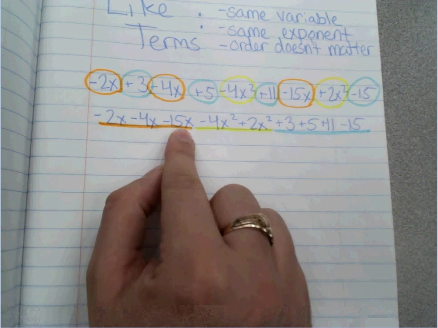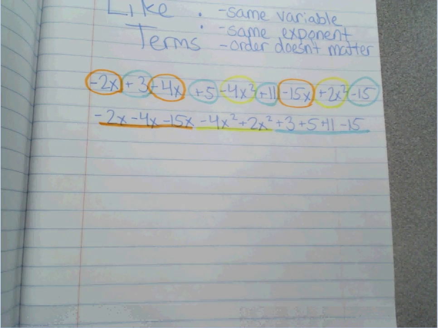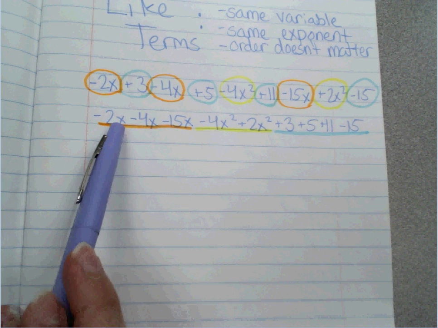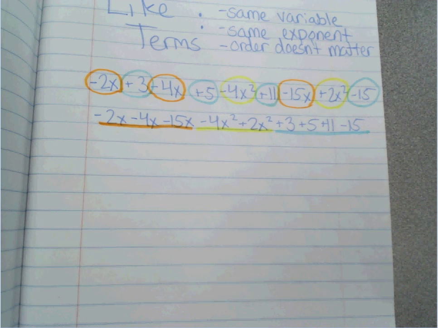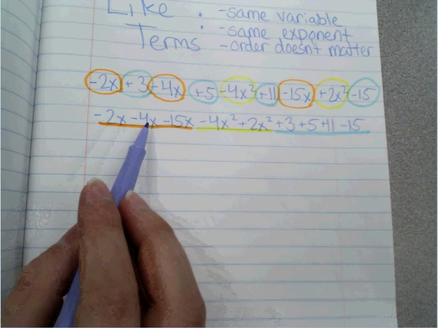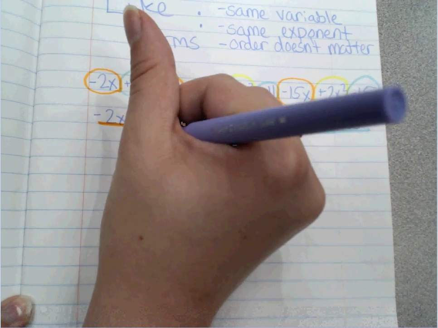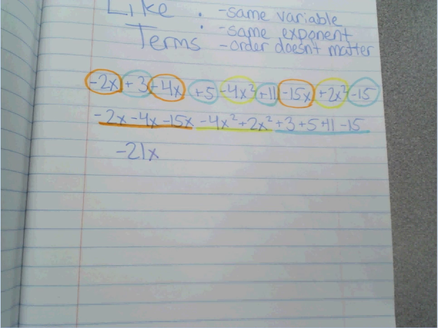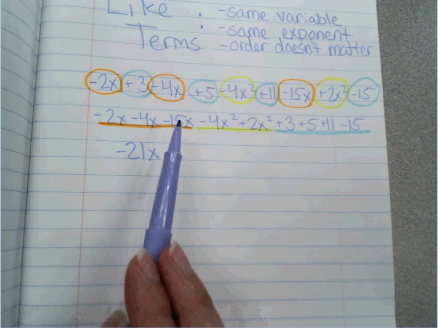So all of these are x's, so we can add these together, all the oranges. So negative 2, just add the numbers in front. So negative 2 and negative 4, negative 15, they're all negative, so we just add them together. 2 plus 4 is 6, 6 plus 15 is 21. So we end up with 21, and it stays negative, and keep the x. So all of those combined, in all, there are negative 21 x's. There's a negative 2x, negative 4, negative 15.